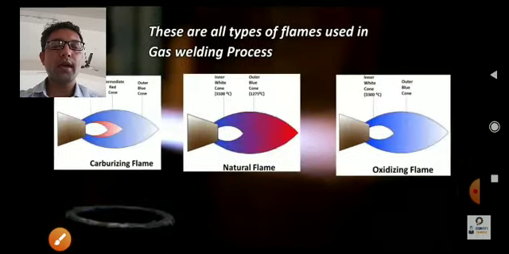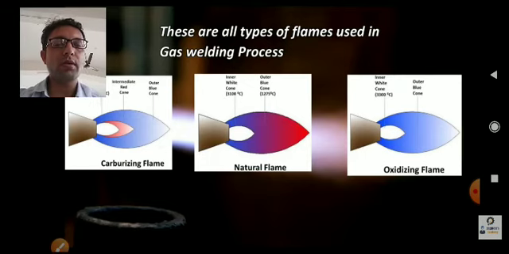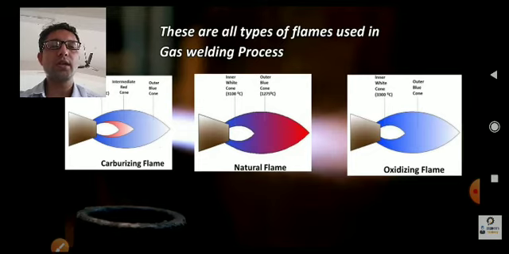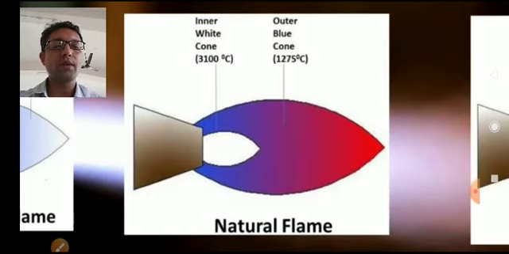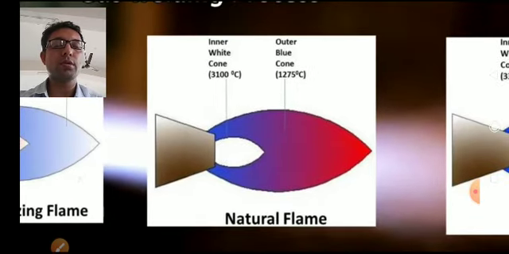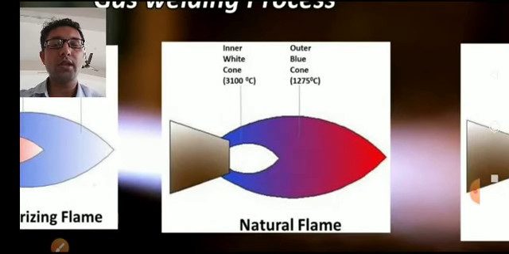So this is the summary of these three flames. The types of flames used in gas welding are carburizing, neutral and oxidizing. Mostly we always use the neutral flame as compared to the other two, because its temperature is suitable and it is used to weld mild steel, cast iron, etc. Most products are made of mild steel and cast iron.